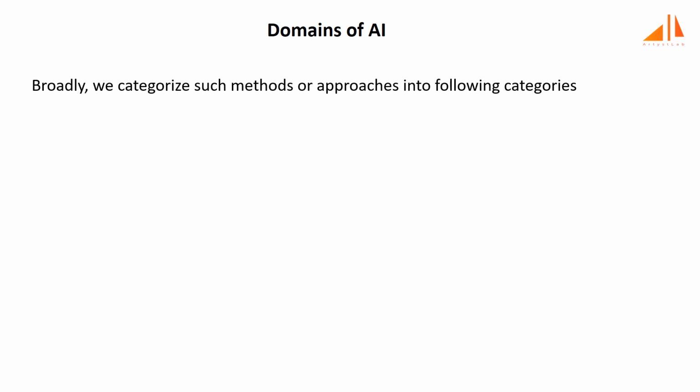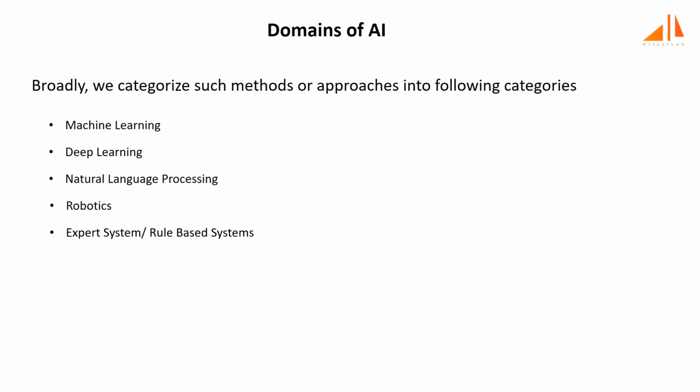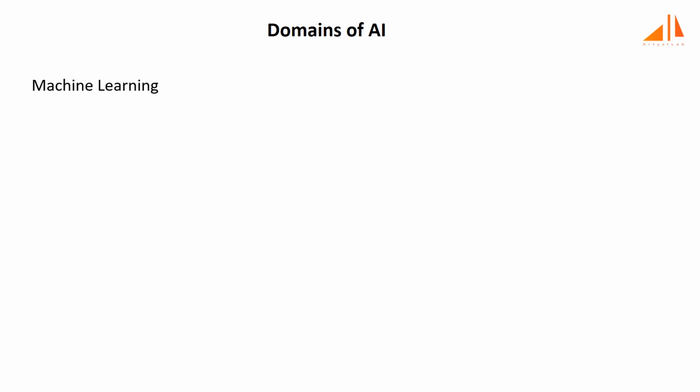Broadly, we categorize these methods or approaches into the following categories: machine learning, deep learning, natural language processing, robotics, expert systems, fuzzy logic. Let us begin our discussion with one of the very popular and most used technologies, machine learning. Machine learning has drastically transformed the IT industry. Machine learning is the most popular technique to build AI systems across the globe.